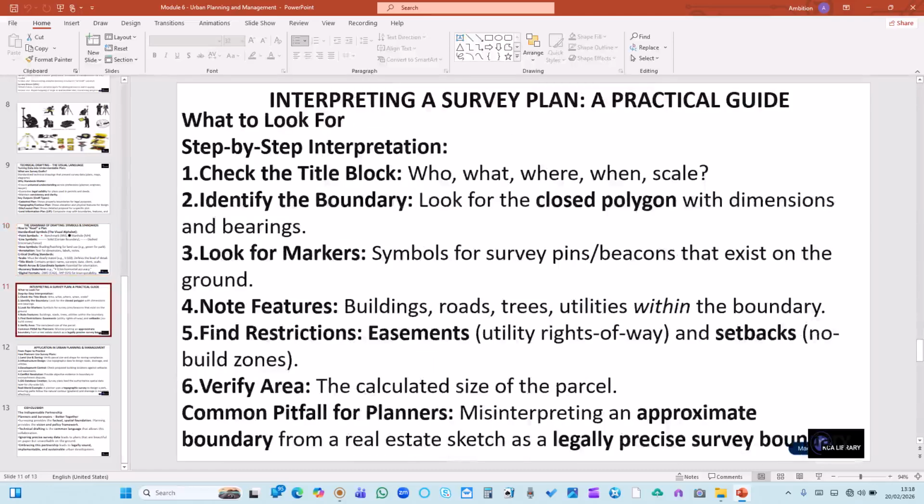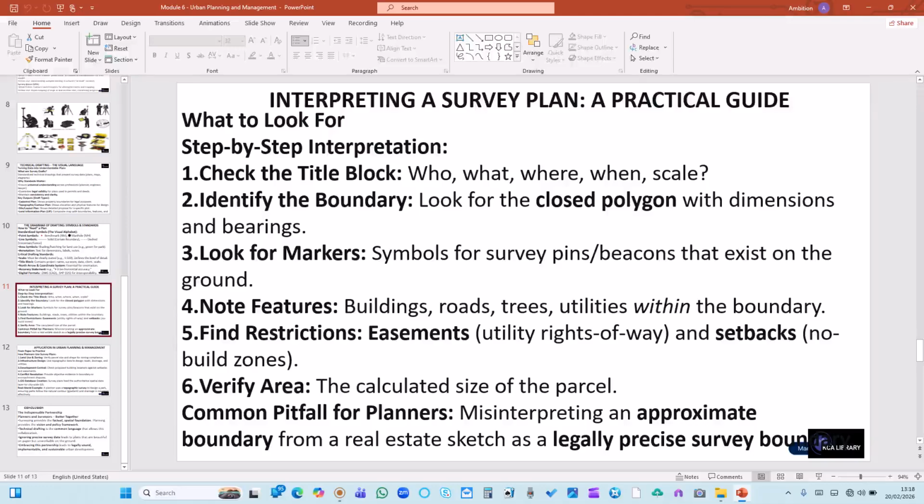Now let us look at interpreting a survey plan, the practical guide. What do you look for? The step-by-step interpretation includes, first of all, check the title block: who, what, where, and when, and the scale. The title block tells you who owns the plan, where it is located, when it was measured, and the scale of the survey plan.